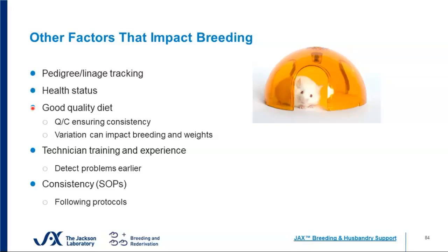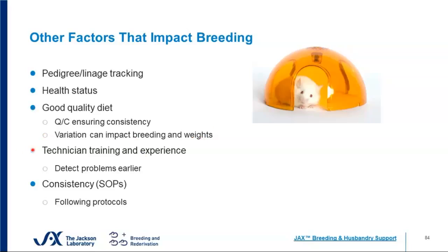Sometimes different grain products can impact the breeding performance and weight. So variation in the diet can lead to variation in weight. And we have found that the weight of the breeders can impact their breeding performance. So having a diet that is consistent will help keep your breeding more consistent.